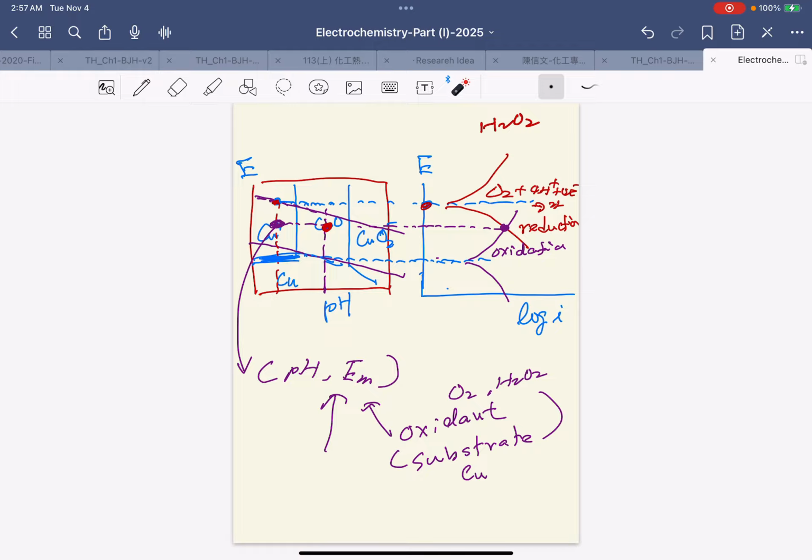to adjust your condition. So as I mentioned, this E-mix is a kinetic condition, depending on the oxygen concentration, and also depending on the substrate. Because the substrate is a catalyst, if the substrate is different, then this E-mix can be different. Okay, so of course pH you can control, so you can determine the coordinate in the Pourbaix diagram.